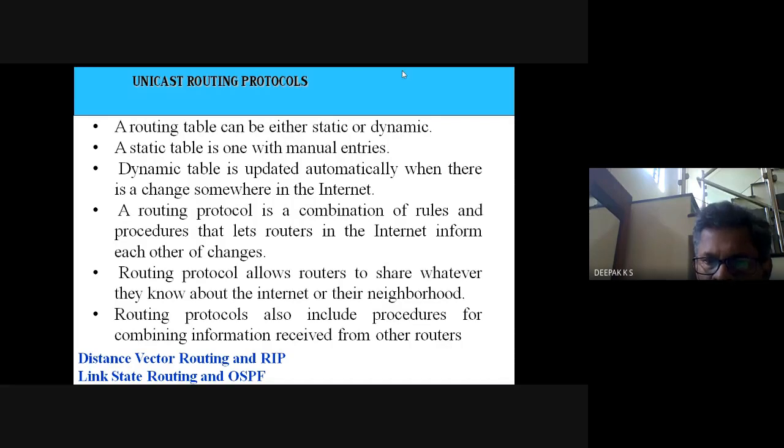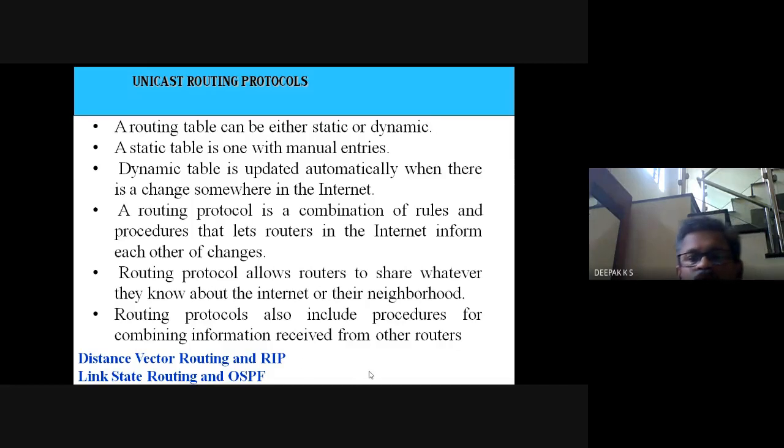So a routing protocol is a combination of rules and procedures that lets routers in the internet inform each other of changes. Everyone will inform every other neighbor regarding any change. So there has to be a protocol in which any change detected by a router is informed to its neighbors. A routing protocol allows routers to share whatever they know about the internet or their neighborhood, whatever changes are happening, and they have to share with other routers.